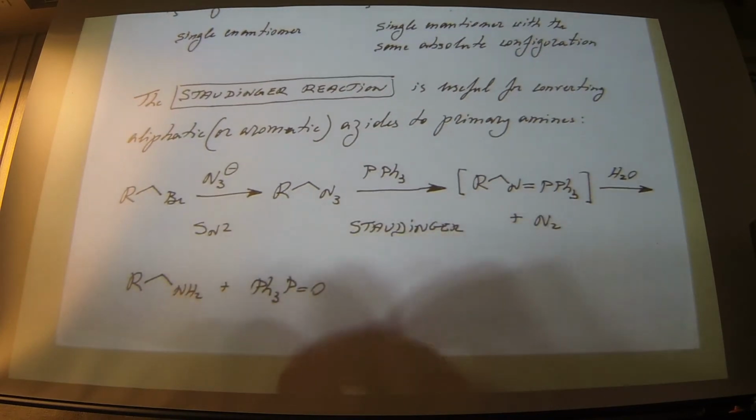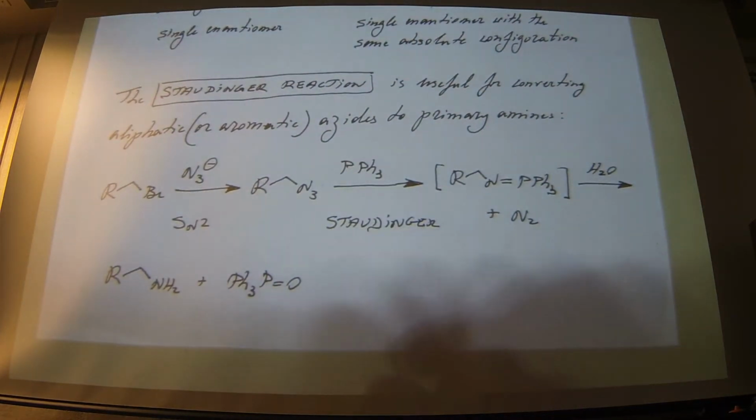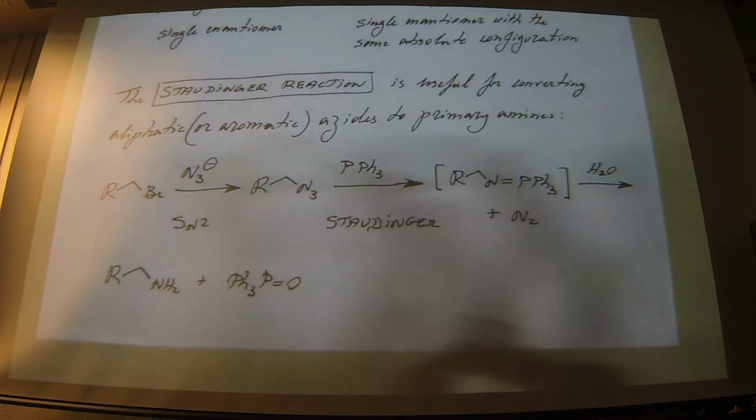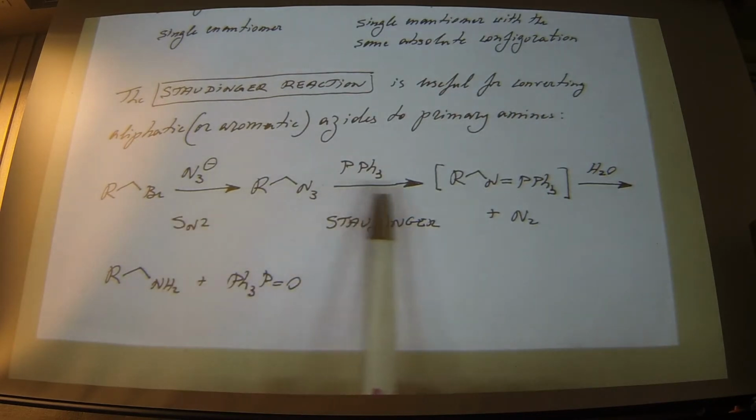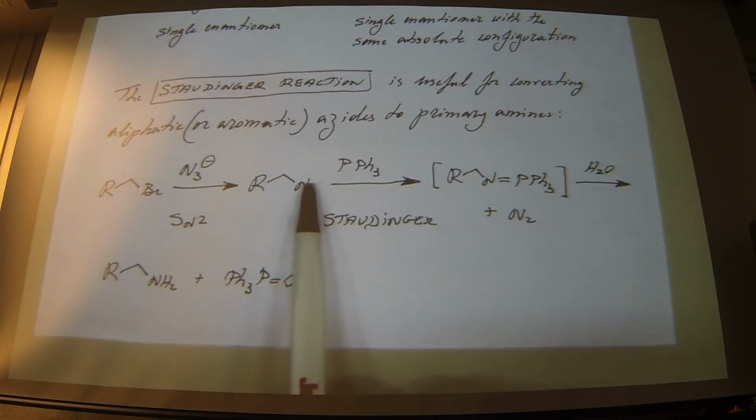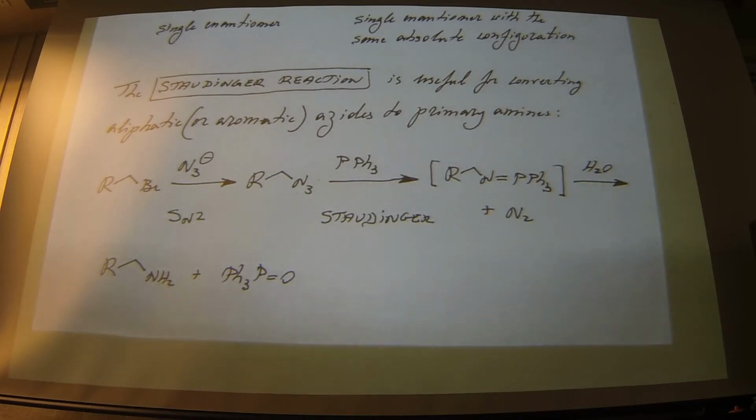The Staudinger is useful for a number of things. There's a problem at the end of the chapter that shows you one of the applications of the Staudinger. But this will convert an azide to an amine. So you can think, well, what's the big deal? I can take an azide and reduce it to the amine using catalytic hydrogenation too. I don't need to use a Staudinger. But the Staudinger works really well.